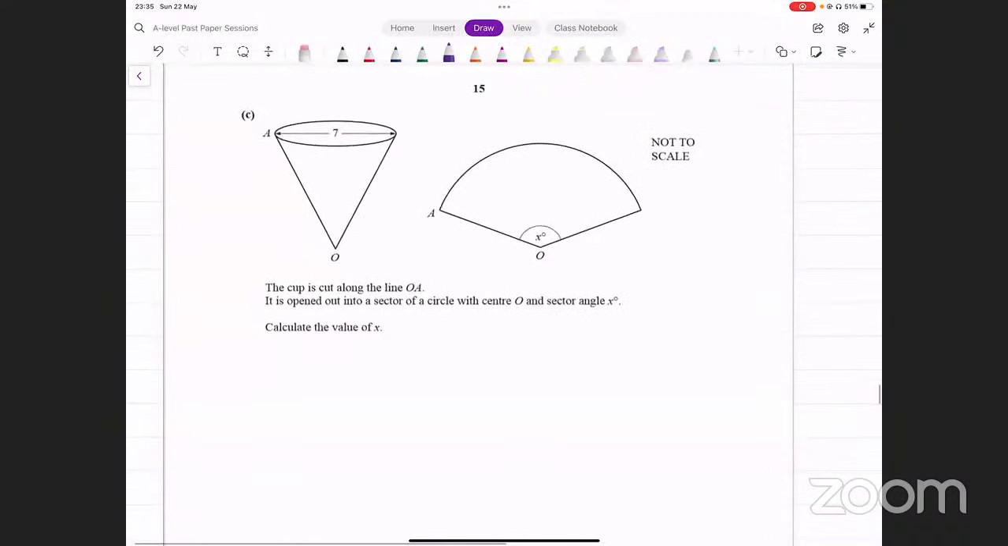अच्छा, now it says the cup is cut along the line OA. Okay, so along this line the cup is cut. It is opened out into a sector of a circle. Again, it happens, you must have seen this in past papers a lot. Now it's open into a sector of a circle with center O. So basically, ये जो OA आपकी जो slant height थी वो क्या बन जाती है यहाँ पे? Sector का radius बन गई है.